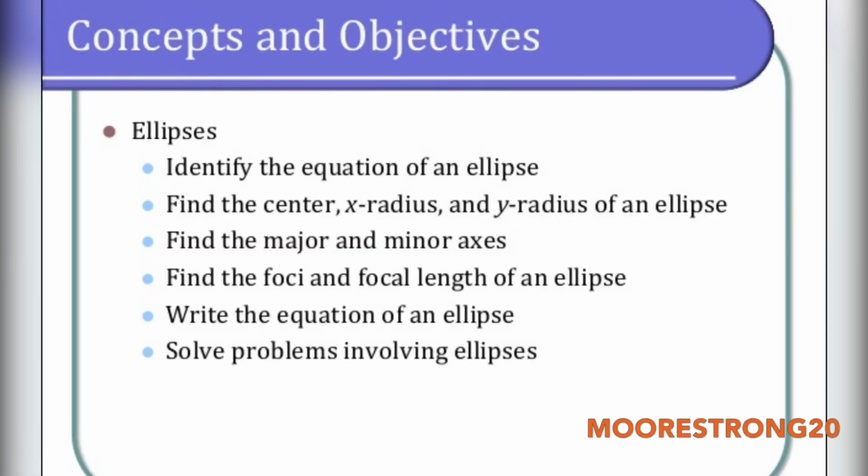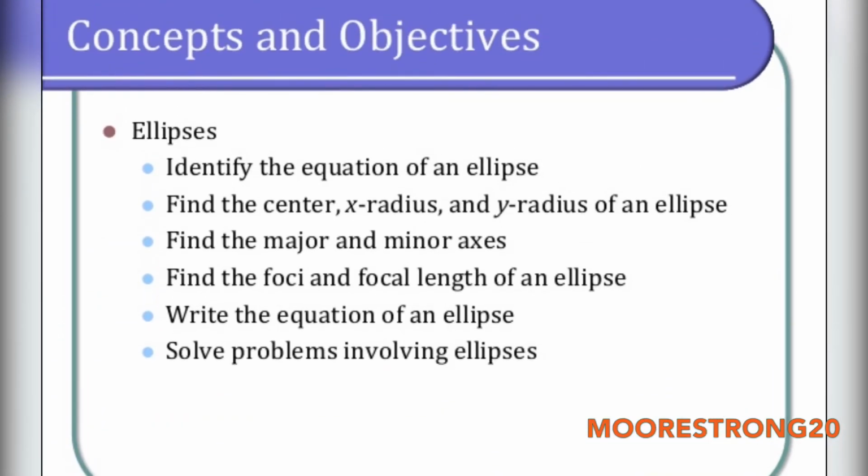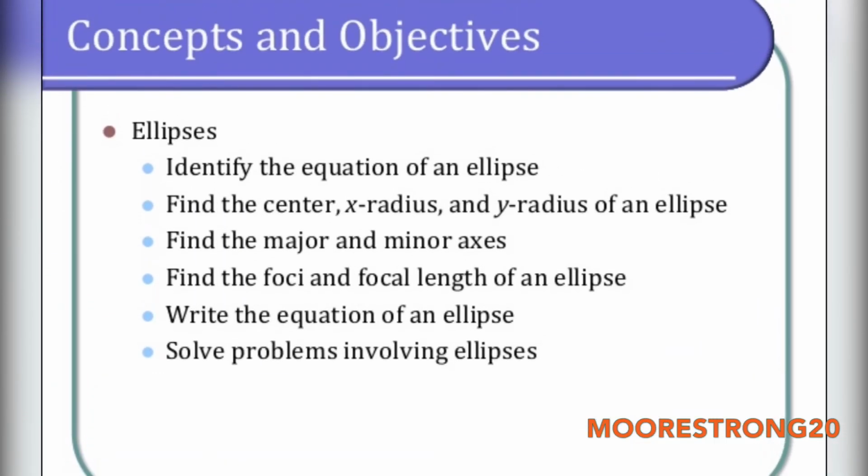Concepts and objectives. Identify the equation. Find the center, x radius, and y radius. Find the major and minor axes. Find the foci and focal length. Write the equation of an ellipse.